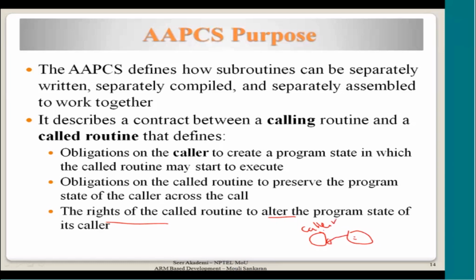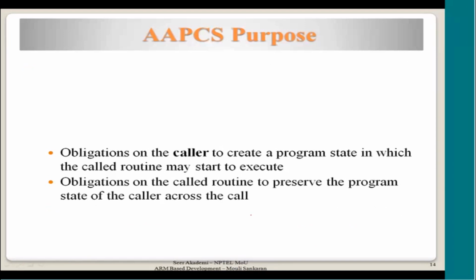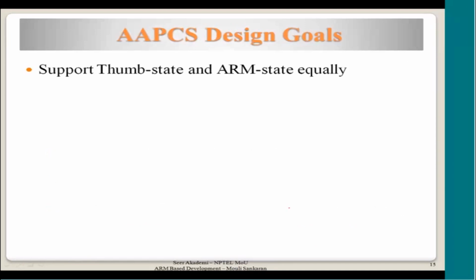Why? Because it may be returning some value to you. The caller should get some value from the called routine. Otherwise, why are we calling this function? So there should be some understanding of where I will be passing this to you, and where I will be passing the parameter to you. There should be some understanding between these two. That is what the whole thing is about.